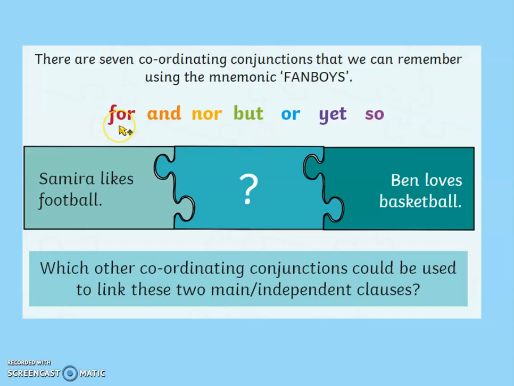So if we try for, Samira likes football, for Ben loves basketball. And you can tell just by reading it that it doesn't make sense. Samira likes football and Ben loves basketball. That one works. Samira likes football, nor Ben loves basketball. Again, that one doesn't sound right. Samira likes football, but Ben loves basketball would be another coordinating conjunction that we could use in this sentence.